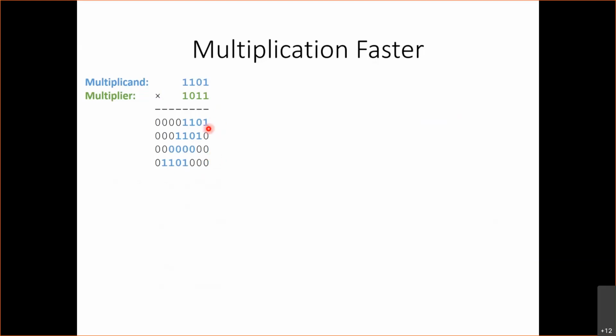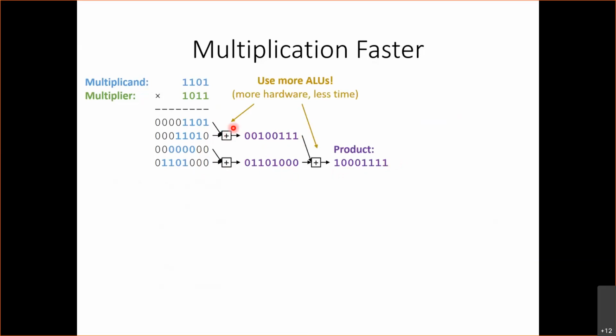What we can do is add these two numbers together using an adder, and have another adder that at the same time will add the third and the fourth number together. So we add the first and the second together with one adder, and the third and the fourth together with another adder. Now we have these two partial products, and we use another adder to add these two together to get the final product.